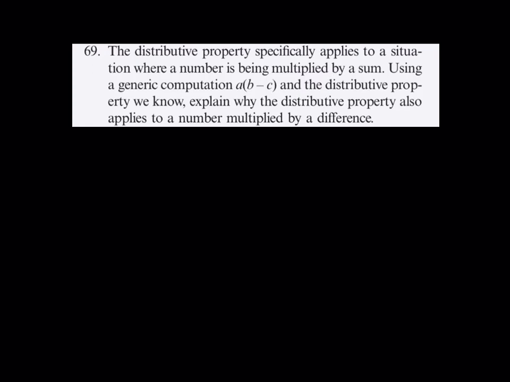69, the distributive property specifically applies to a situation where a number is being multiplied by a sum. Right, so in other words, our distributive property would be normally a times b plus c, okay, where there's an addition sign in the parentheses. Using a generic computation of a times b minus c, so generic meaning don't fill in numbers for those variables, just leave them as a, b, and c. So use a generic computation and the distributive property we know. Explain why the distributive property also applies to a number multiplied by a difference.